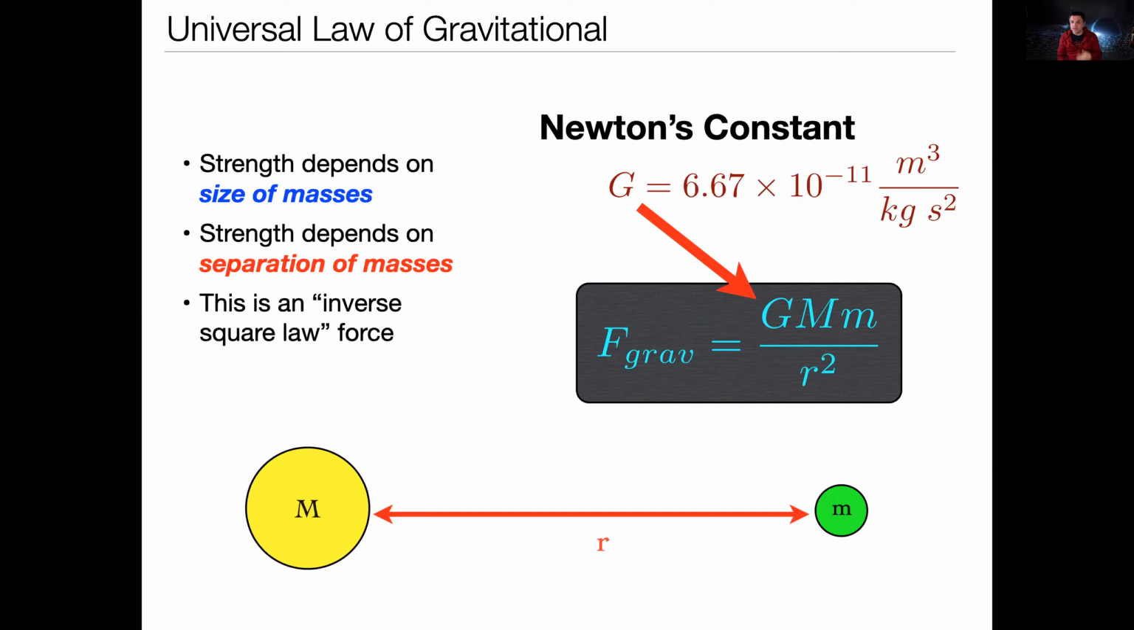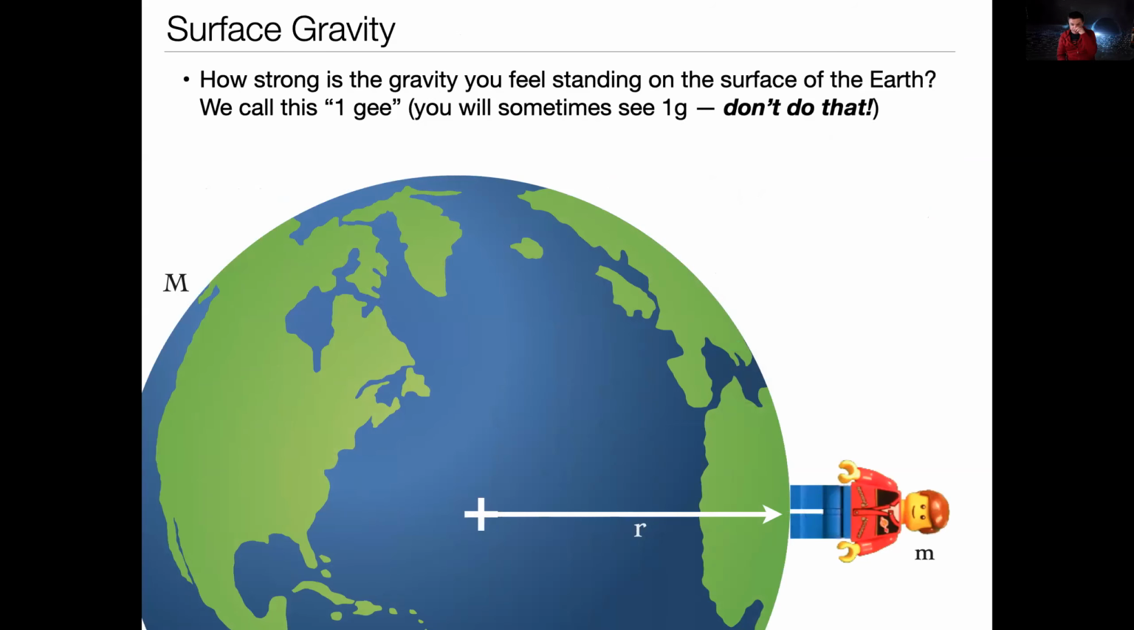So let's do it for the Earth, and then we'll do it for the Moon so you can see how it goes. Let's imagine me, the Lego version of me, standing on the surface of the Earth. The Earth is the big mass M, I'm the little mass m, and I'm standing basically the radius of the Earth away from the center of the Earth. It's a little bit more than that to go up to the center of me, but my height is very small compared to the size of the Earth, so we're just going to take this to be the radius of the Earth. The strength of gravity that you feel right now, sitting there watching this lecture, is what we call 1G.